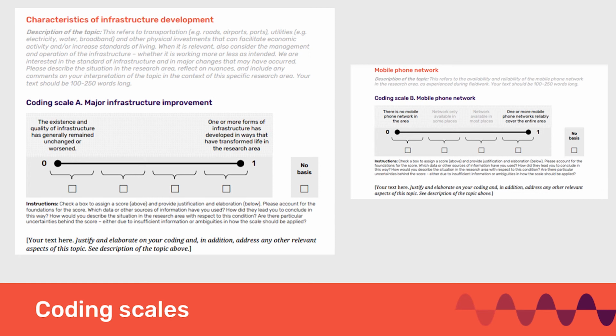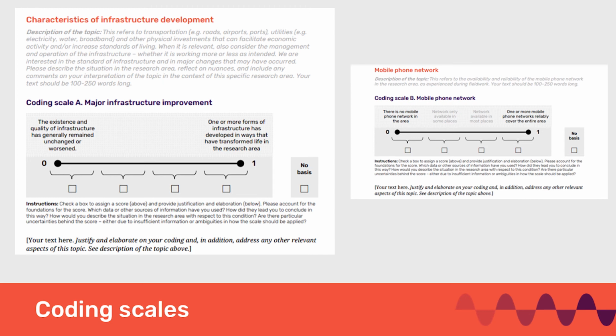There's also then a space for you to add text which justifies and elaborates on your coding, and it addresses any other relevant aspects of the topic that we need to be thinking about. There is also an option to tick no basis, in which case it's also useful if you add some justification for why there is no basis. Perhaps the issue is just not relevant in the area, or perhaps there was not an opportunity to gather sufficient data to be able to actually assess this.